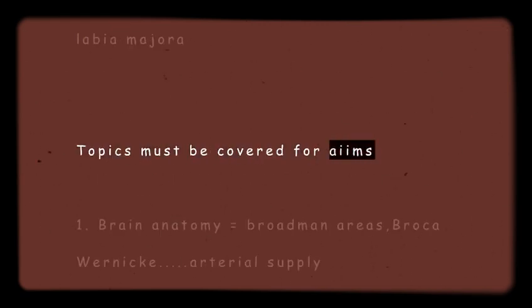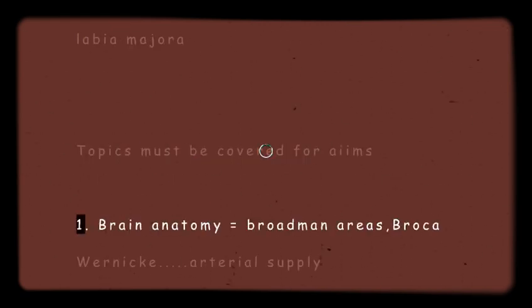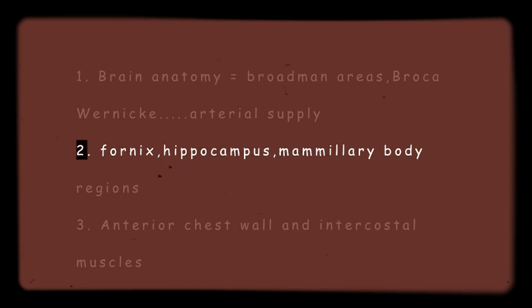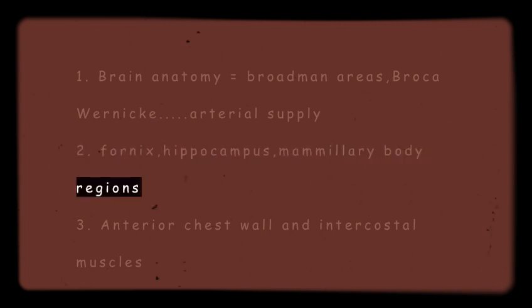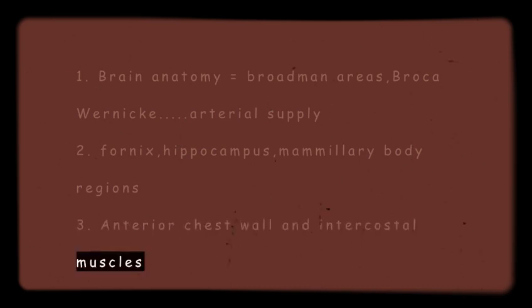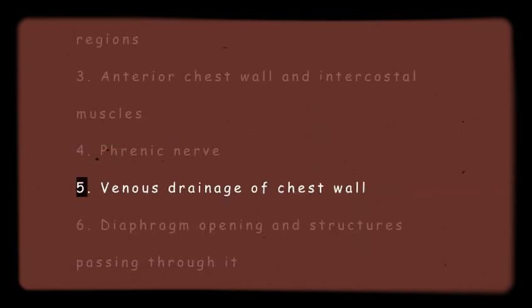Topics must be covered for AIIMS. 1. Brain anatomy: Brodmann areas, Broca, Wernicke, arterial supply. 2. Fornix, hippocampus, mammillary body regions. 3. Anterior chest wall and intercostal muscles. 4. Phrenic nerve. 5. Venous drainage of chest wall.